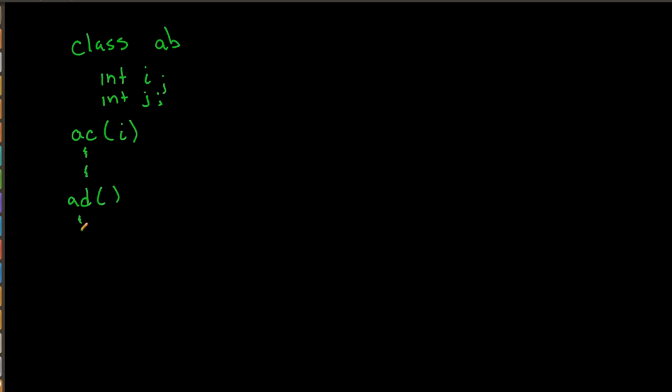So we're going to create a really quick class here. We're going to call it AB, and we're going to have an instance variable that is an int, and we'll call it I, and we'll have another instance variable as another integer, and we'll call it J. And then we'll have a function here called AC, and we'll pass it in an integer, and then we'll have it make some changes to it, and then we'll have one more function here called AD, and we'll do its thing.